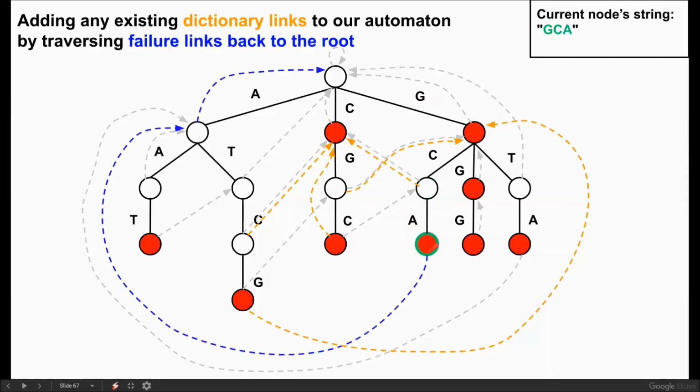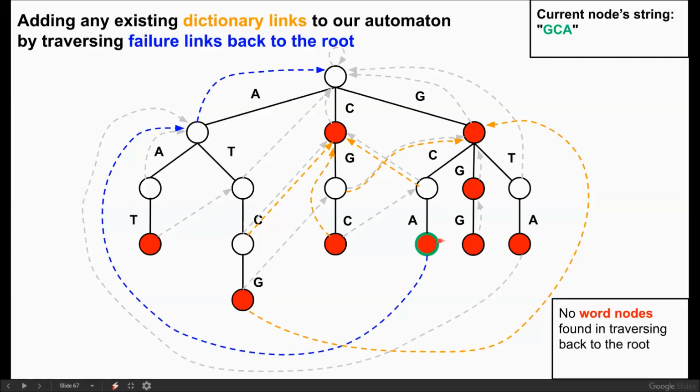Okay, now we're at this node. So let's traverse the failure links all the way over here, and we get to this node. That's not a word node, so let's keep going. And then we hit the root. And in our traversal, we didn't hit a word node. So that means that there is not an outgoing dictionary link from this node.